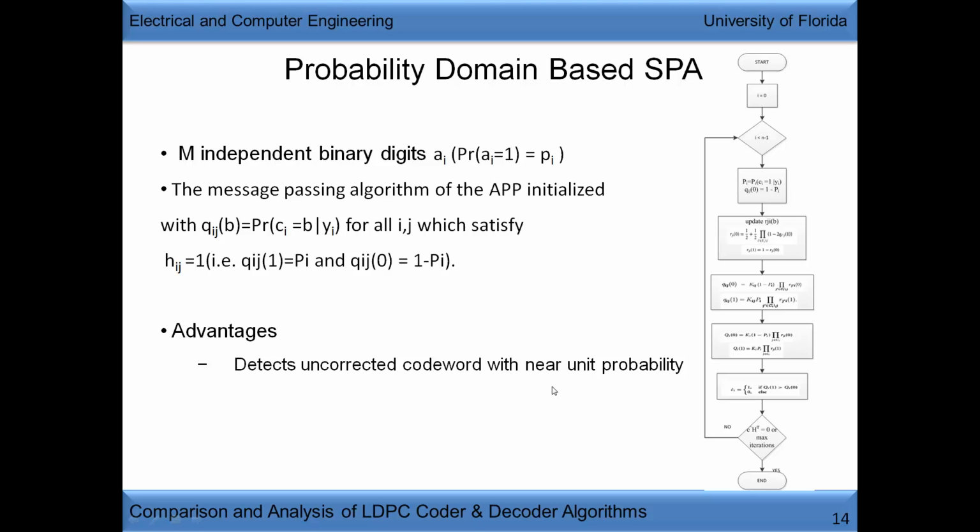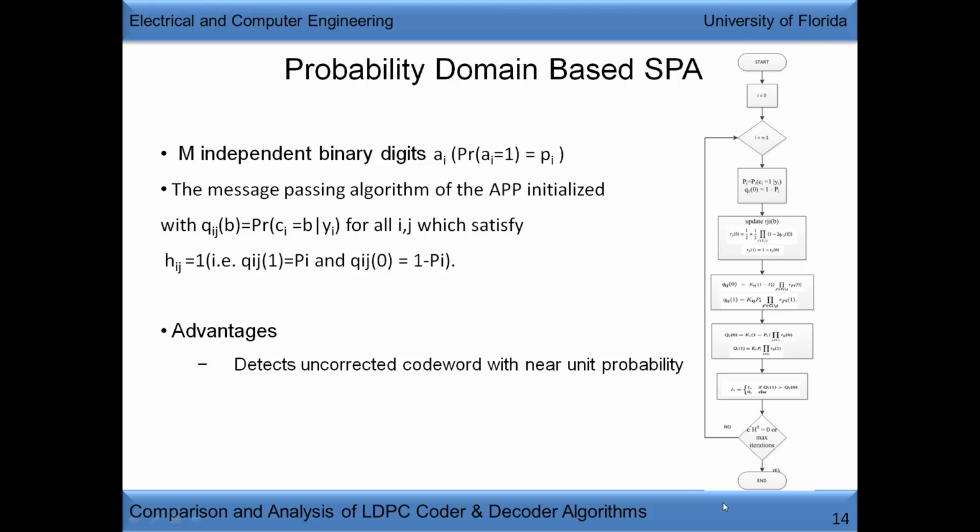The last decoder algorithm which is discussed is the probability domain based sum product algorithm. N independent binary digits a_i are considered and their probability is given by p_i. The message passing algorithm of the a posteriori probabilities is initialized with q_ij(b) for all values of i and j that satisfy the equation h_ij = 1.